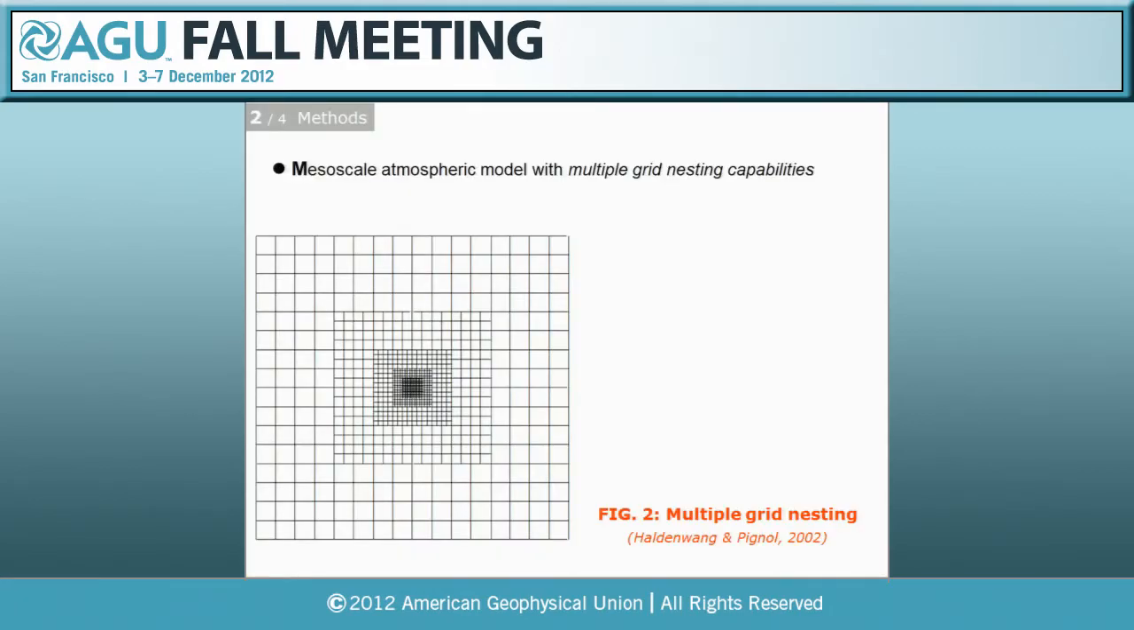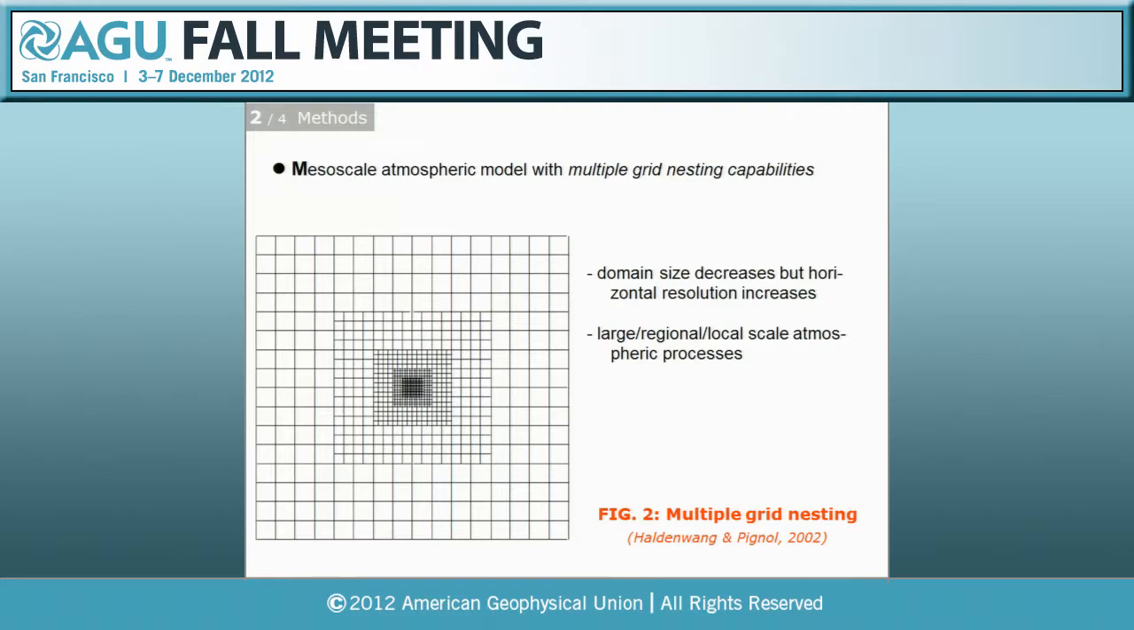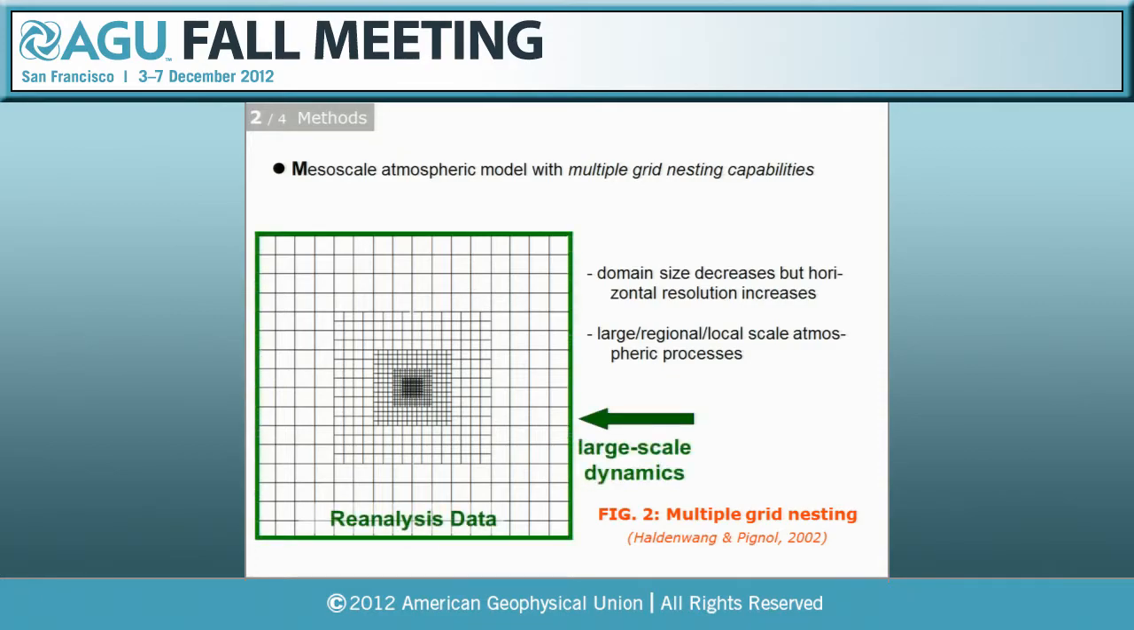So central to our approach is a mesoscale atmospheric model with multiple grid nesting capabilities, which means you cover your area of interest by one parent grid, in which one or more finer grids are nested. So with every grid, you decrease domain size, but horizontal resolution gets better. And because these models are driven by large-scale data sets at the lateral boundaries, they do resolve the atmospheric processes on local, regional, and large scales.